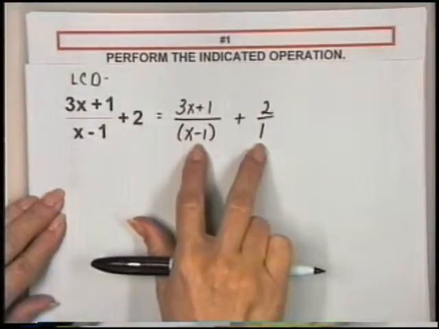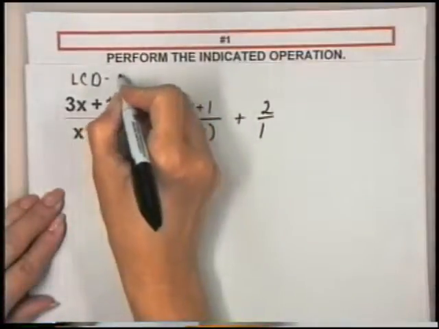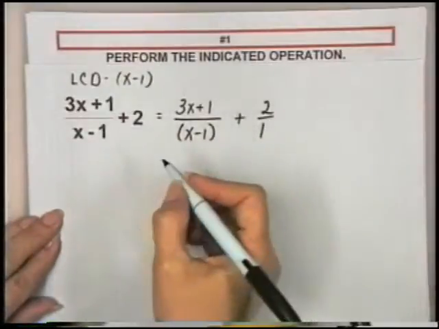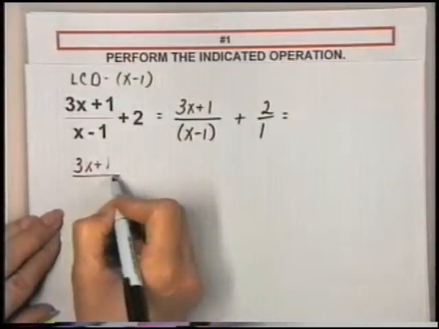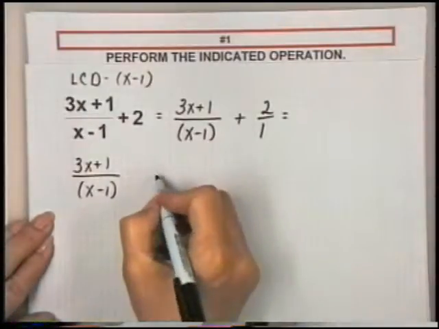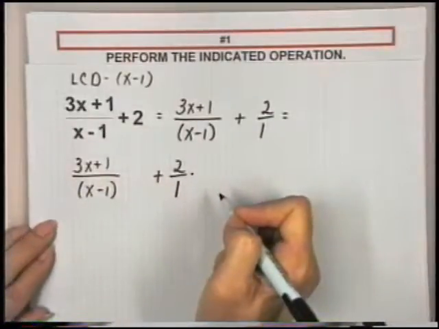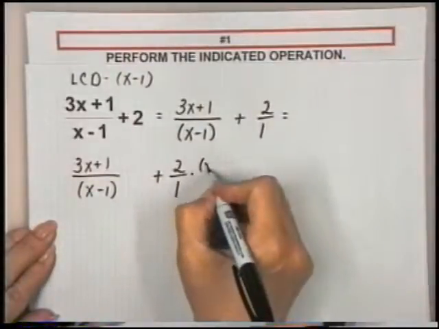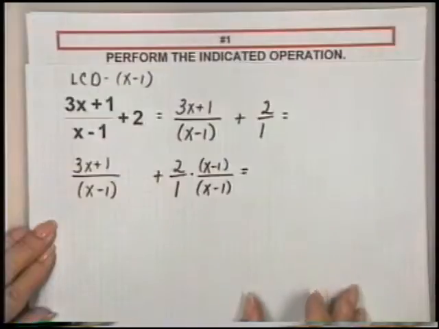When we find the LCD, we look at the factors of the denominators. We have a 1 and an x minus 1. 1 times x minus 1 is x minus 1. So we know that we will use x minus 1 for our LCD. We will rewrite the first fraction. Since it already has a denominator of x minus 1, we do not need to multiply it by anything. We will write the 2 over 1. We want the 2 over 1 to have a denominator of x minus 1, so we need to multiply it by x minus 1 over x minus 1.